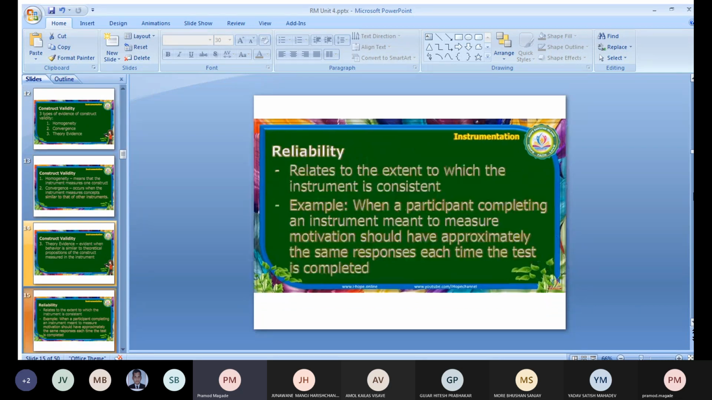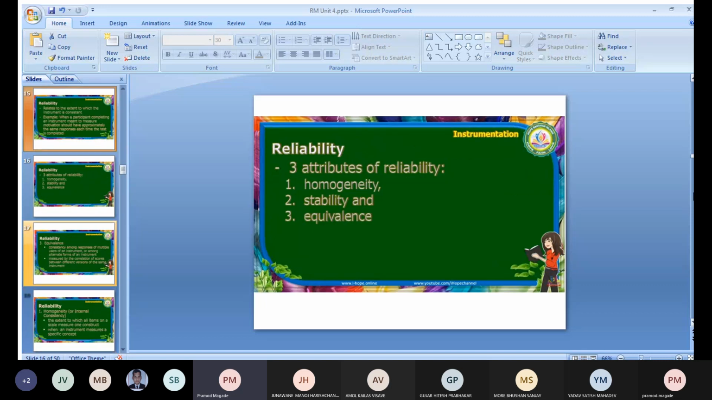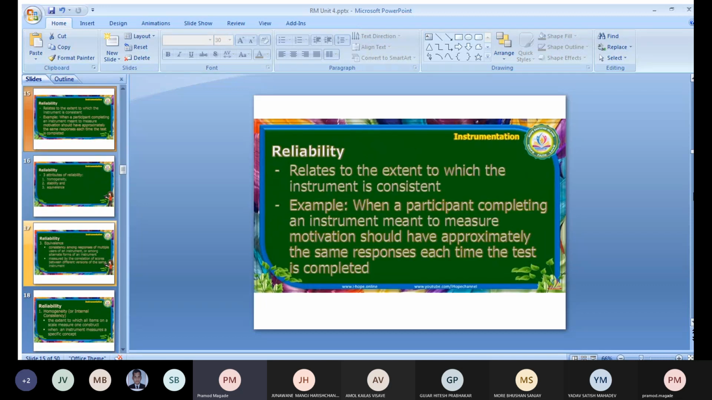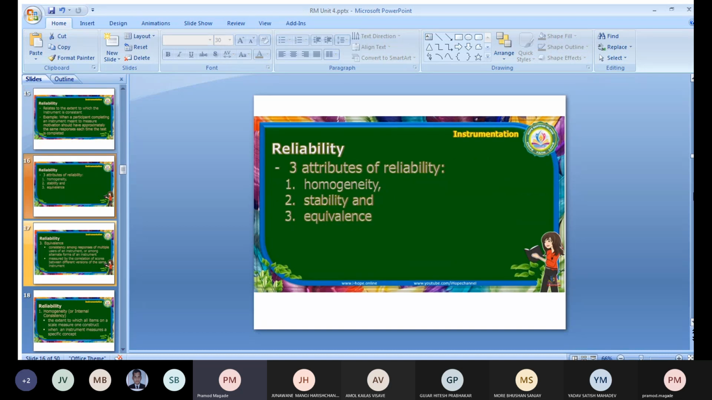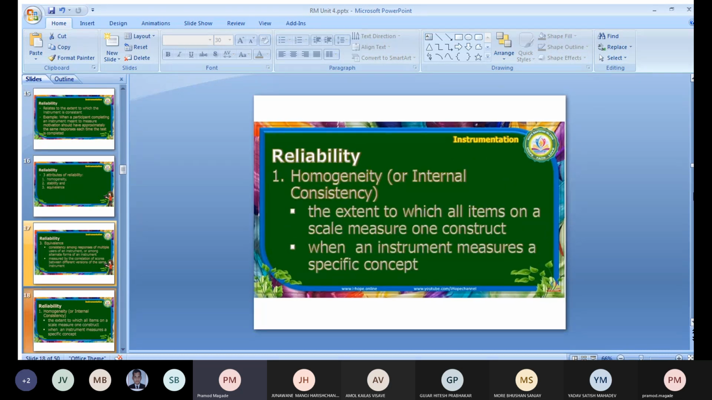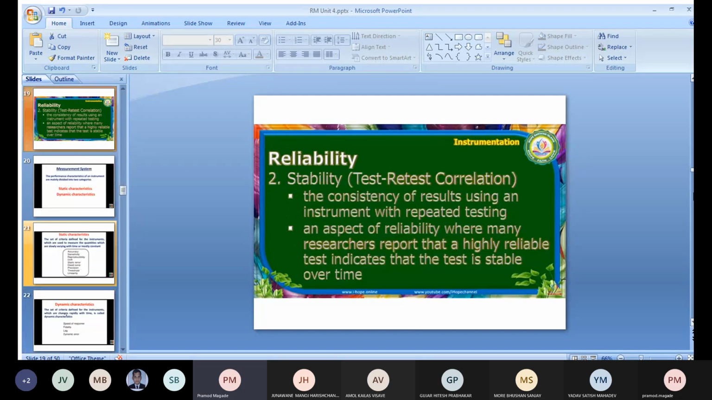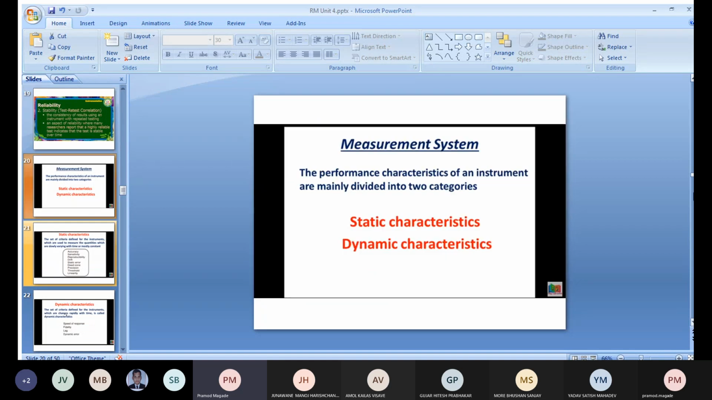So it's related to the structure. Then reliability. The example they have given is from the research point of view. You can see, when a participant completes an instrument meant to measure motivation, they should give approximately the same response each time the test is completed. So that system is reliable. Then again there are the types, and we have discussed that earlier, so no need to go deep.